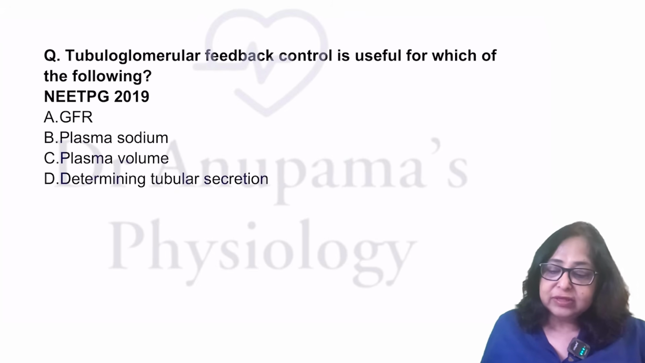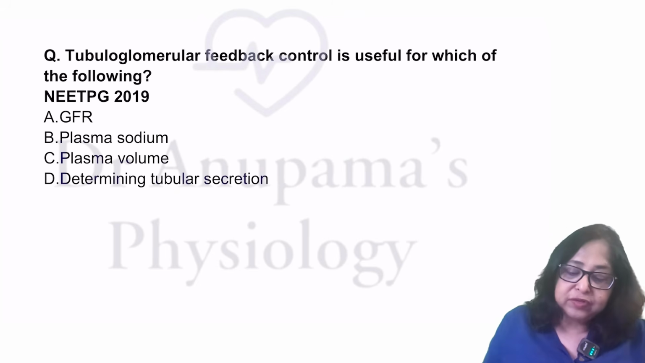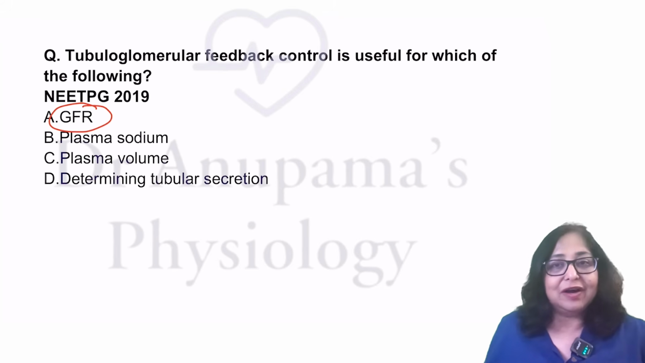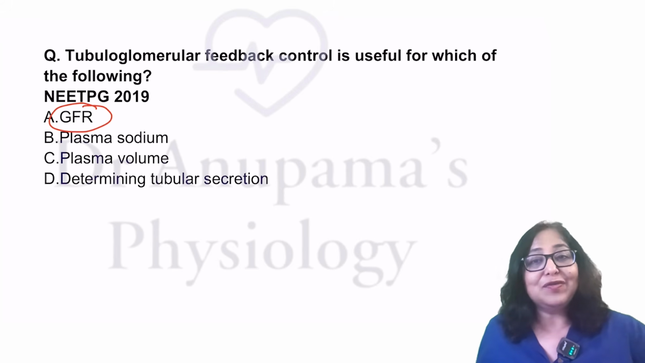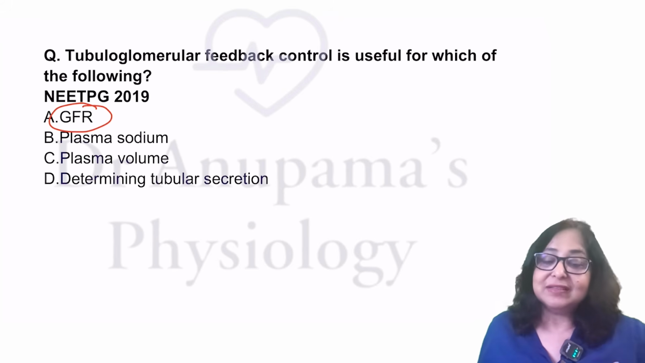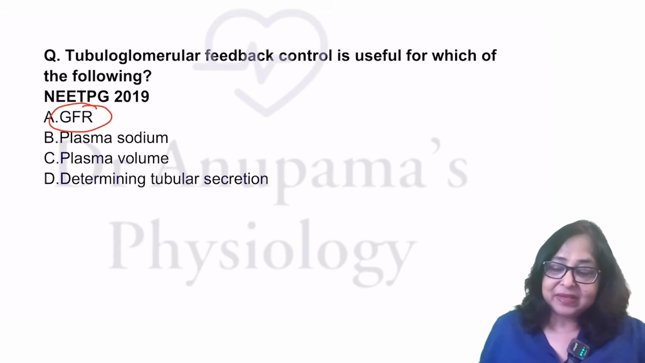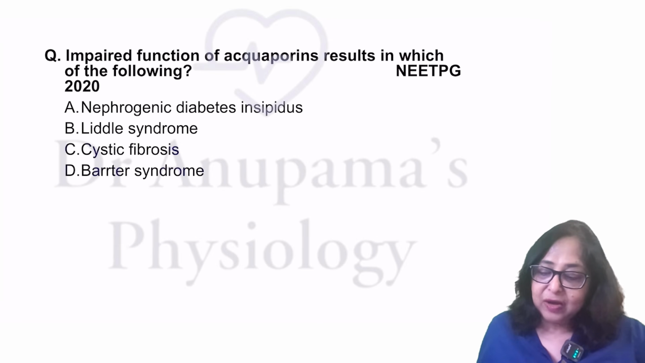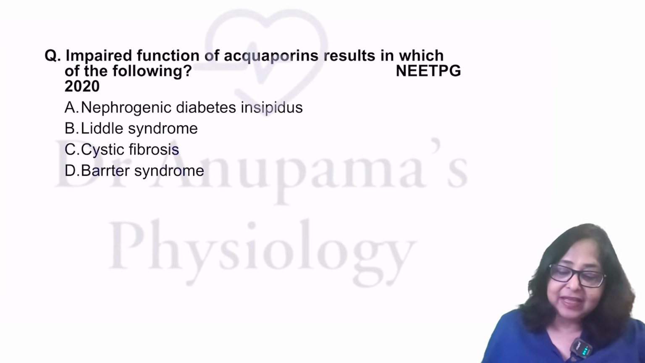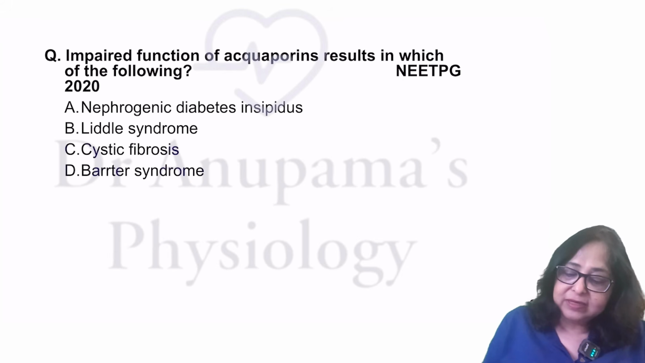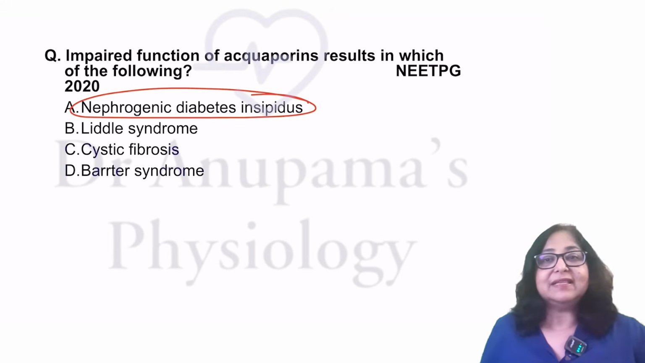Tubular-glomerular feedback control is useful for which of the following? This is for the regulation of GFR. You could also say it is for regulation of plasma sodium, but the better answer is going to be GFR. Impaired function of aquaporins results in which of the following? Impaired function of aquaporins, nephrogenic diabetes insipidus.